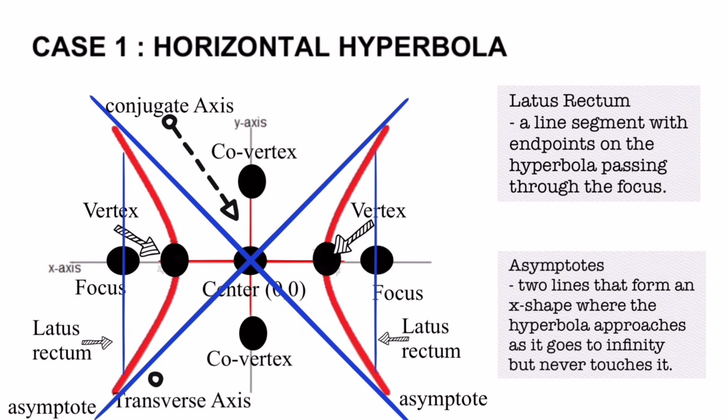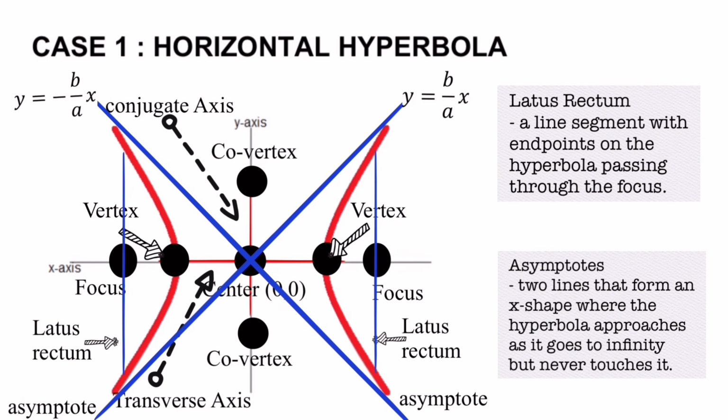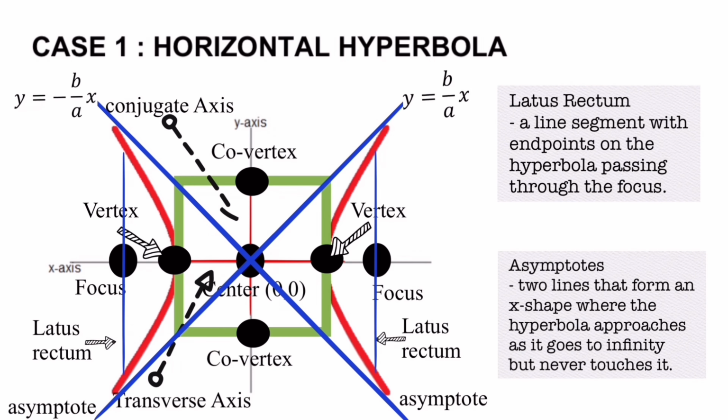The equation of the asymptote with a negative slope is y equals negative b over a x, while the other asymptote with a positive slope is y equals b over a x. Now, the easiest way to draw the asymptote is by drawing a rectangle covering the 4 points, the two vertices, and the two co-vertices. And the two asymptotes are actually the diagonals of this rectangle extending outward of the rectangle. So that's a trick on how to approximately draw the two asymptotes.